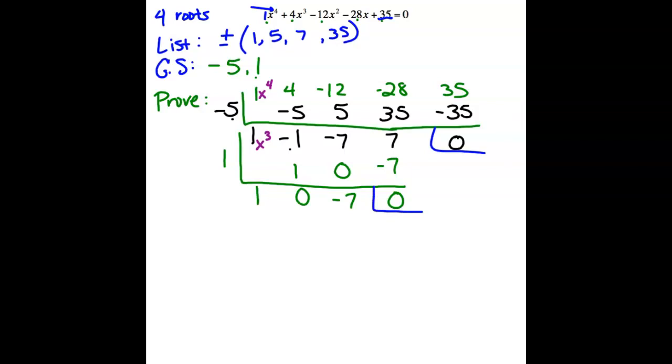And we look at what we have left. My constant, my x squared. So the quadratic that I have left is a 1x squared minus 7. And we need to now find the zeros of that.